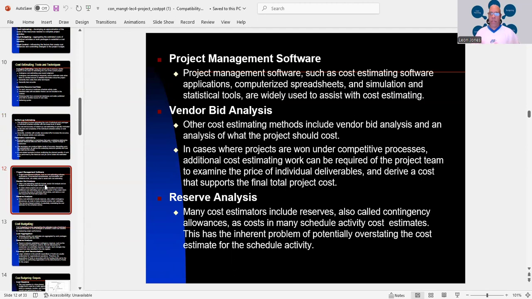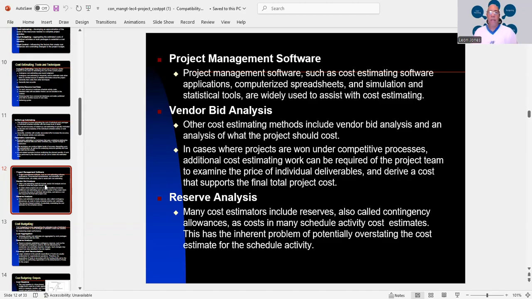Now we deal with something that's very, very important, and most of us use it today. That's project management software. So we have cost estimating software, computerized spreadsheets, and simulation and statistical tools. They're widely used to assist with cost estimating.